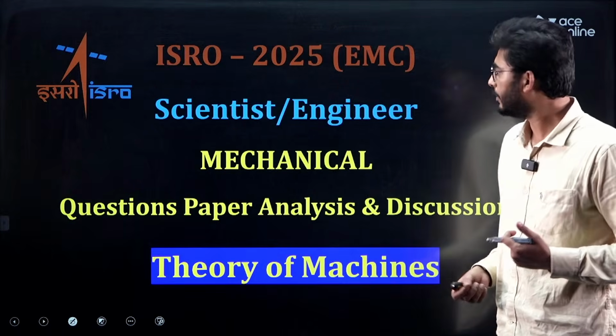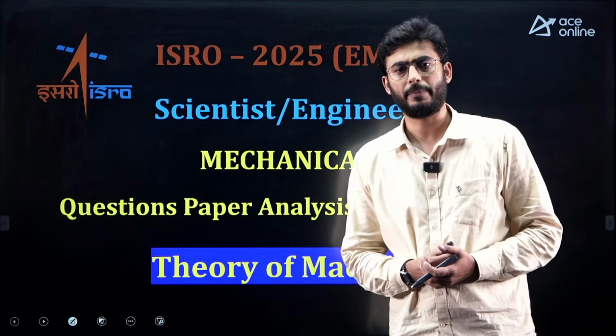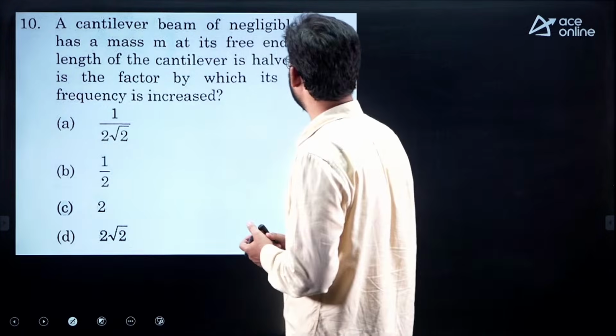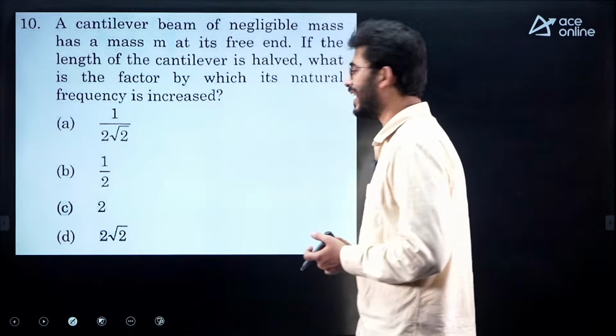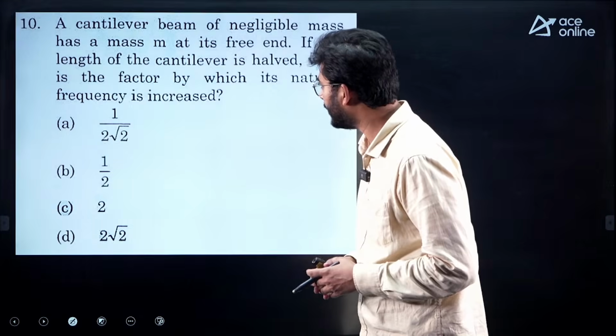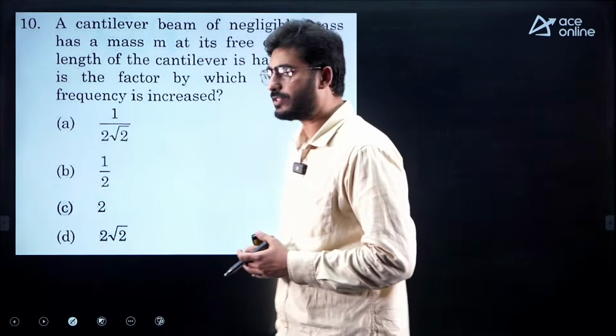Dear students, welcome. Now we will see the questions from the topic theory of machines and vibrations. So, here we go with the first question. A cantilever beam of negligible mass has a mass m at the free end. If the length of the cantilever is halved, by what factor is the natural frequency increased?